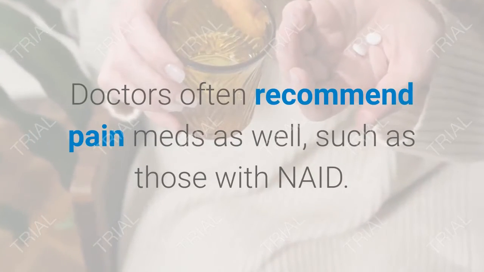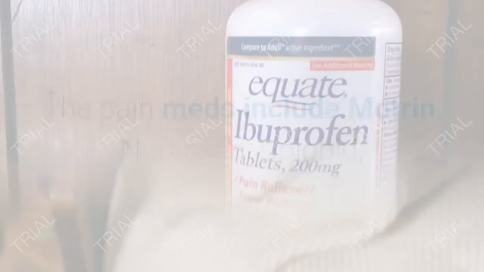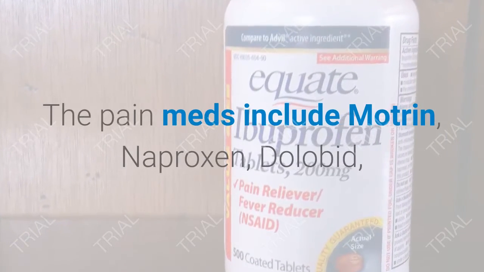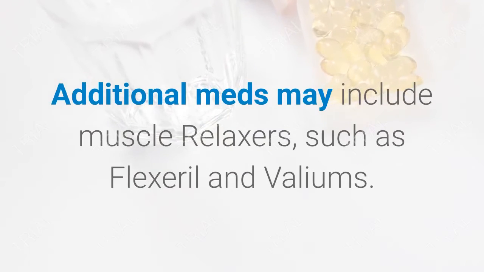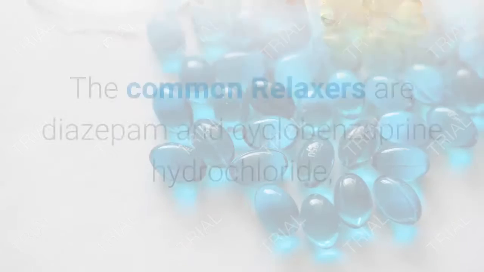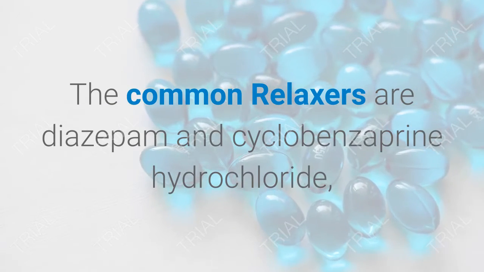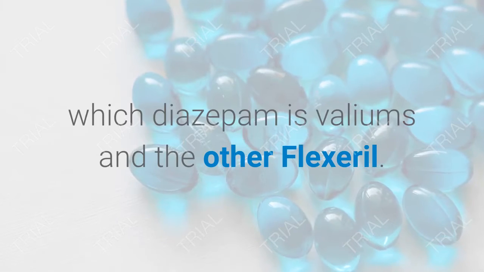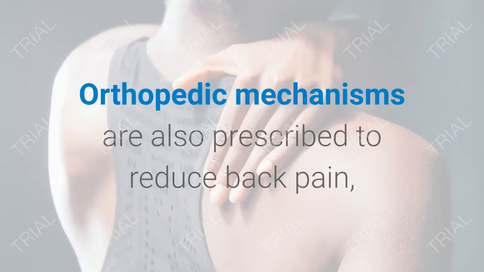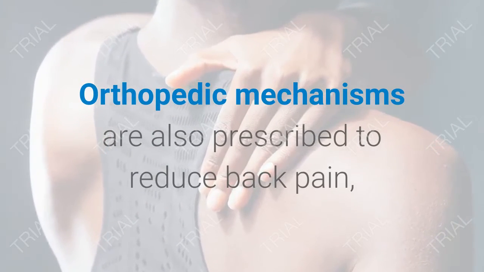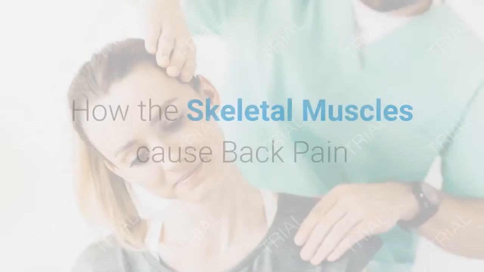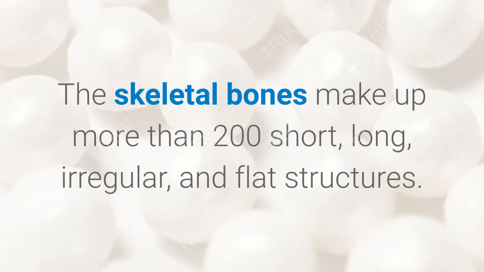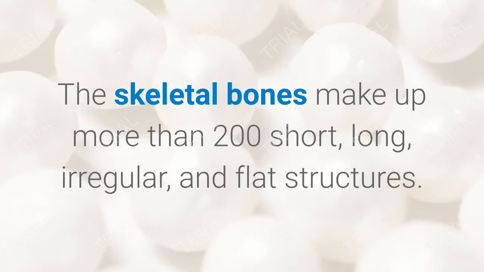Doctors often recommend pain meds as well, such as those with NSAIDs. The pain meds include Motrin, naproxen, Dolobid, or diflunisal, Indocin, ibuprofen, and so on. Additional meds may include muscle relaxers, such as Flexeril and Valium. The common relaxers are diazepam and cyclobenzaprine hydrochloride, where diazepam is Valium and the other Flexeril. Orthopedic mechanisms are also prescribed to reduce back pain, which include cervical collars and back braces.